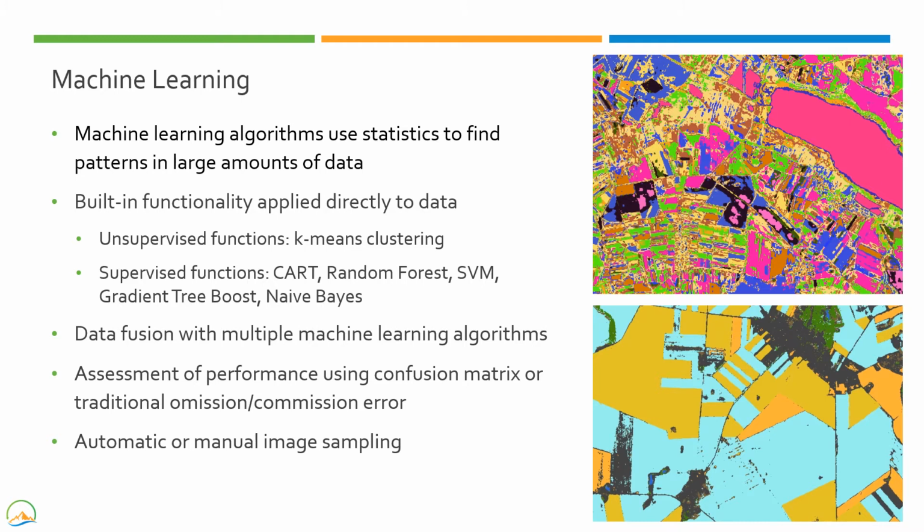There are a few options for supervised classification algorithms, and there are options to import more complex methods such as deep learning using TensorFlow. TensorFlow is an open source platform used to develop and train machine learning algorithms. As I touched on before, by performing a fusion of multiple machine learning algorithms, a more accurate land use land cover map can be created than by using just one algorithm alone. In addition, there are performance assessment functions, using a confusion matrix or a more traditional omission-commission error.